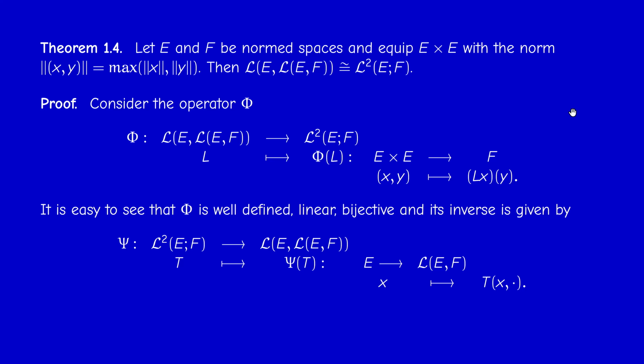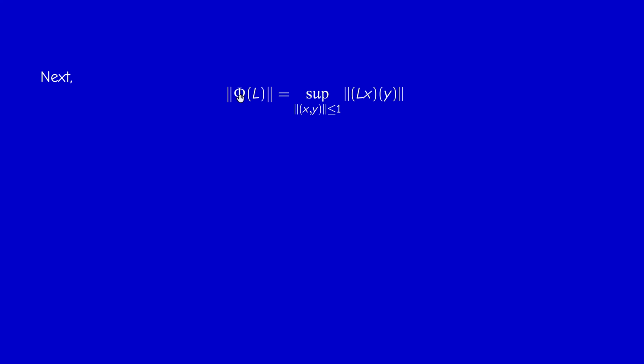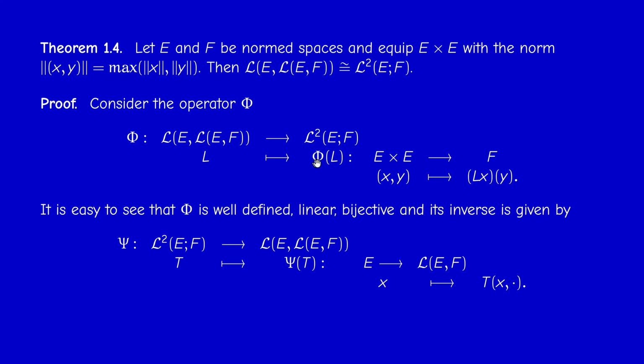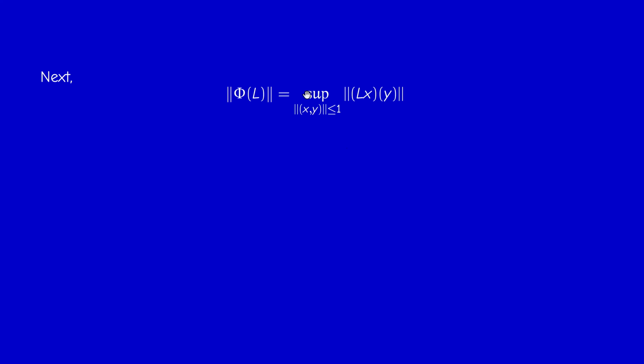Now, why does phi conserve the norm? Just to go back to the definition, the norm of phi L is the norm of this bilinear map. And the norm of the bilinear map is the supremum, as we said, over the unit closed ball, we can take the sphere as well, of phi L of xy, which is just this. And here I'm taking the maximum norm. So when I say that the norm of the couple xy is less or equal than 1, it means that both the norm of x and the norm of y are less or equal than 1. So this is the supremum over the product of the two unit balls.